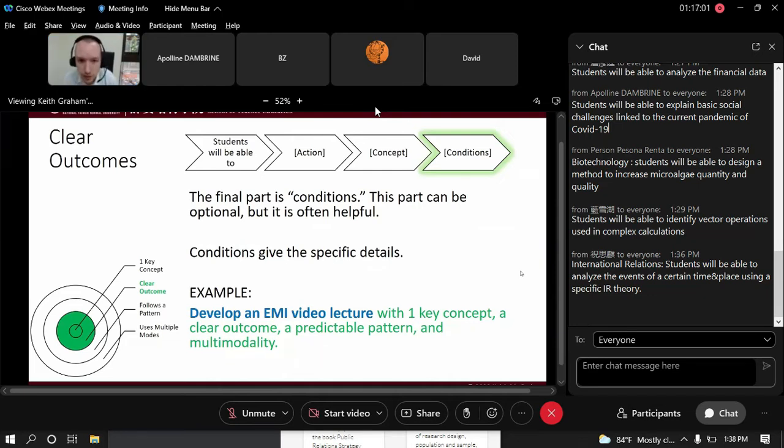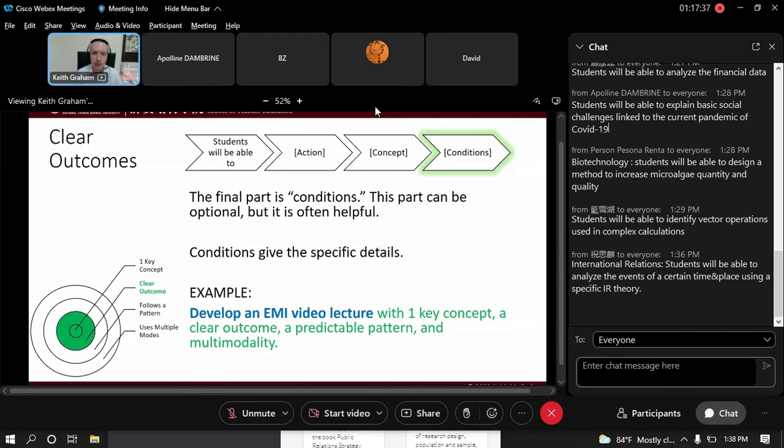So what are conditions? You do not necessarily have to put conditions into an outcome, but it can often be very helpful in your planning. The better your outcome is, the easier it is going to be to make your video or to run your session. The reason I always start with outcomes, whether it's workshops or the classes that I teach, is that it makes planning what to do so much easier.